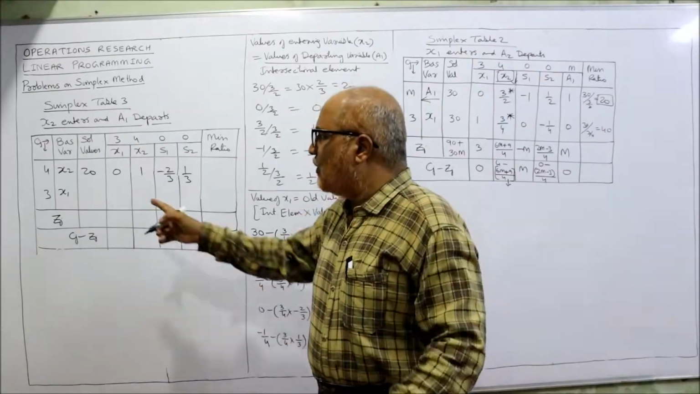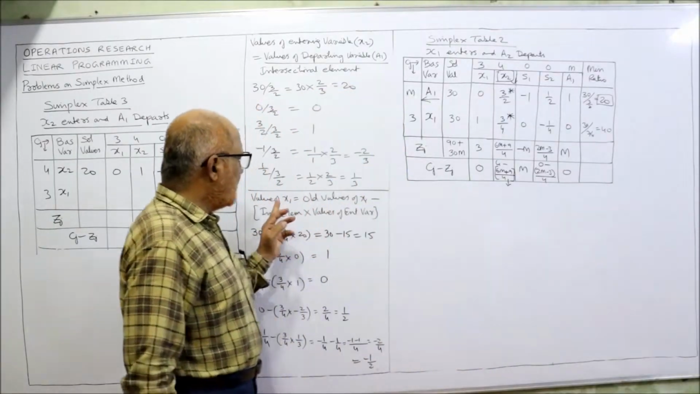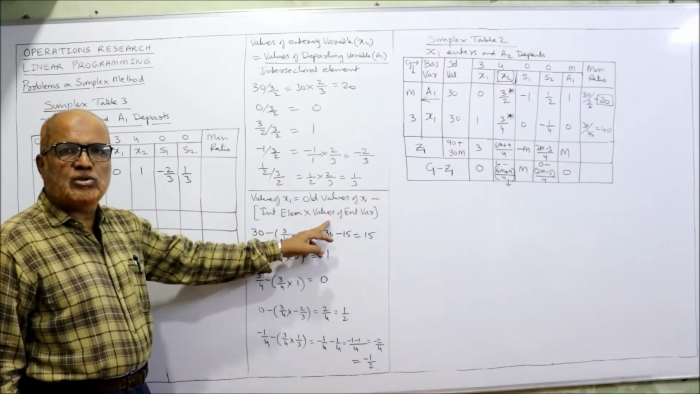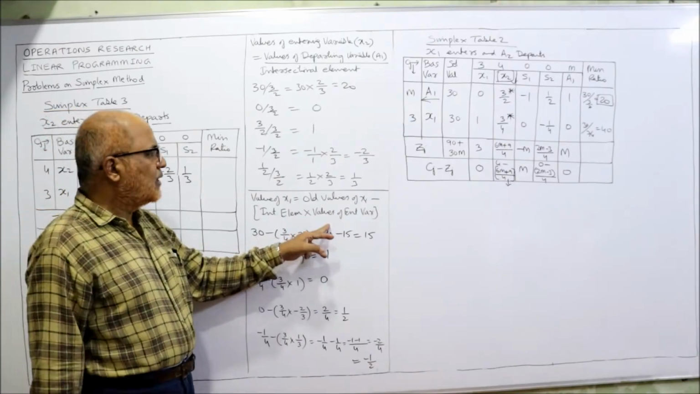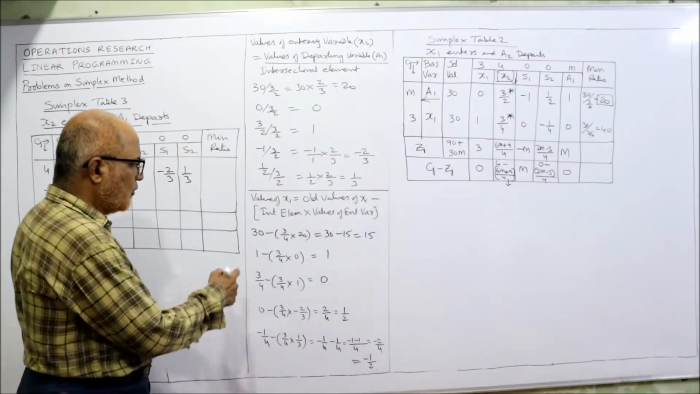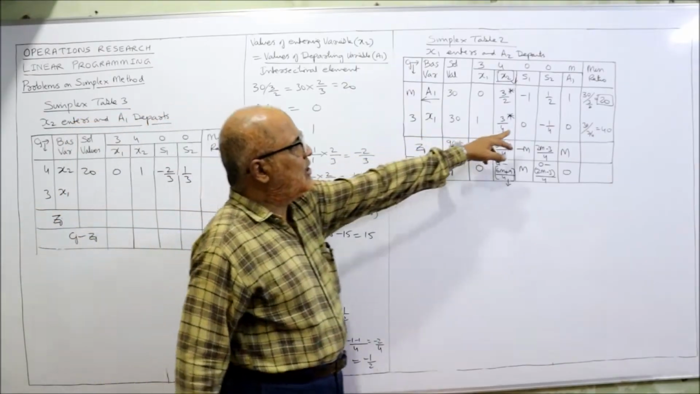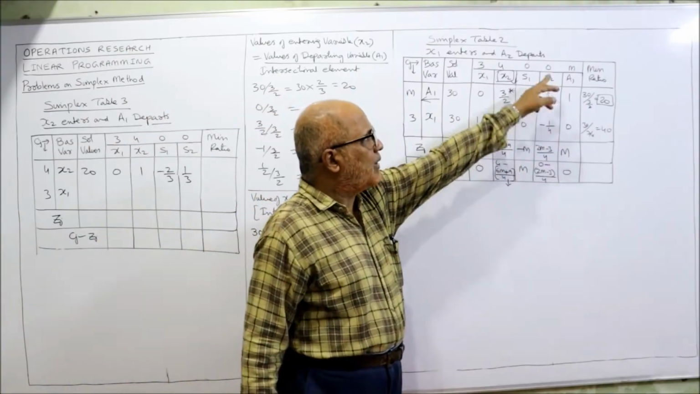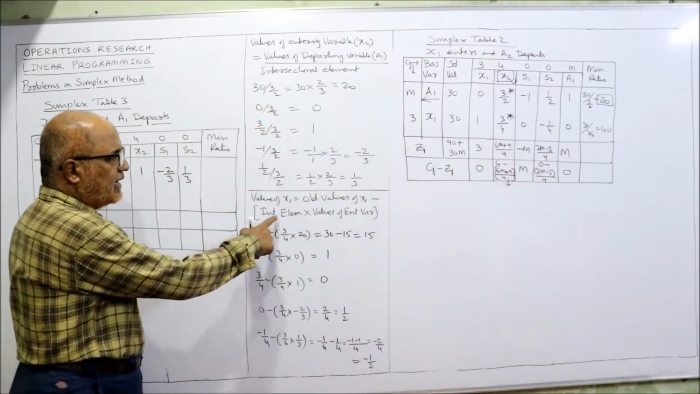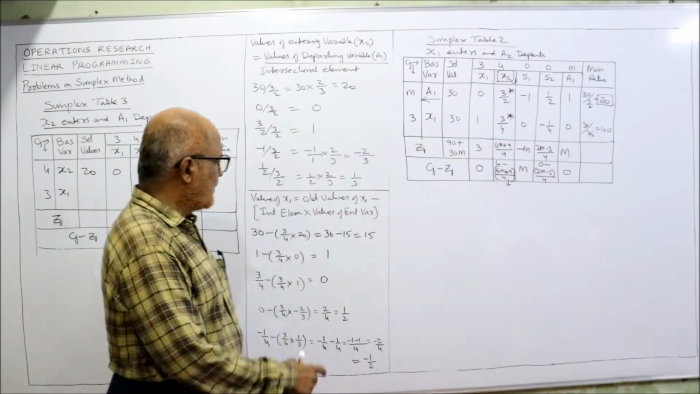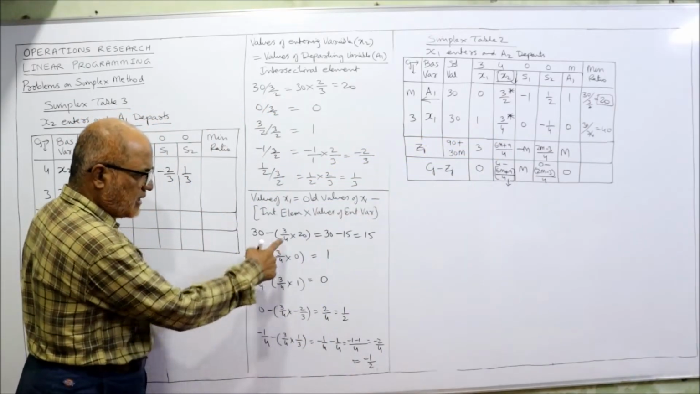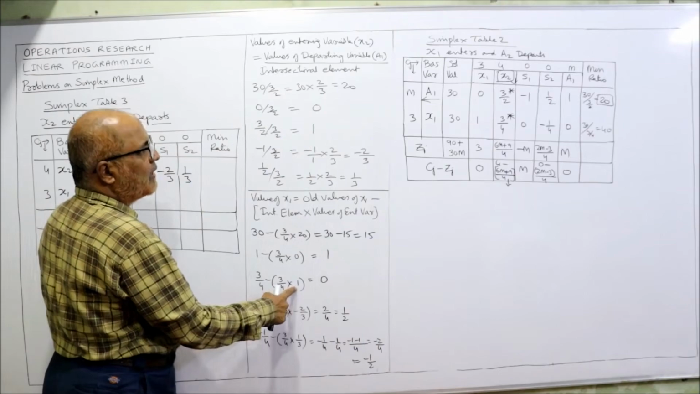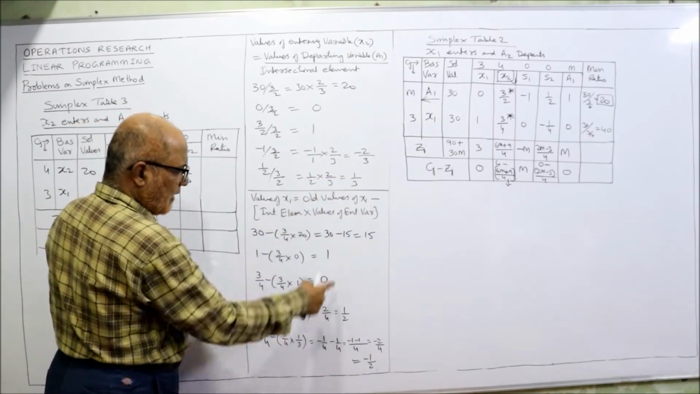Now we need the new values of X1. So values of X1 is equal to old value of X1 minus intersectional element into values of entering variable. Same formula we apply. So old values of X1 are 31, 3 by 4, 0 and minus 1 by 4. We are not going to take 0 because A1 is eliminated. Minus intersectional element of X1 is 3 by 4. So I have taken 3 by 4 in all cases into values of the entering variable, 20, 0, 1, minus 2 by 3 and 1 by 3.